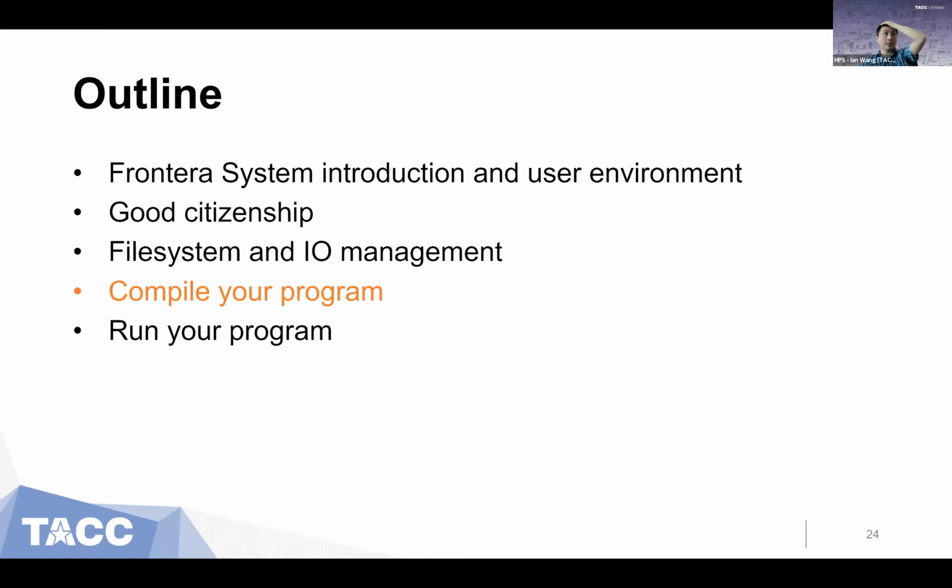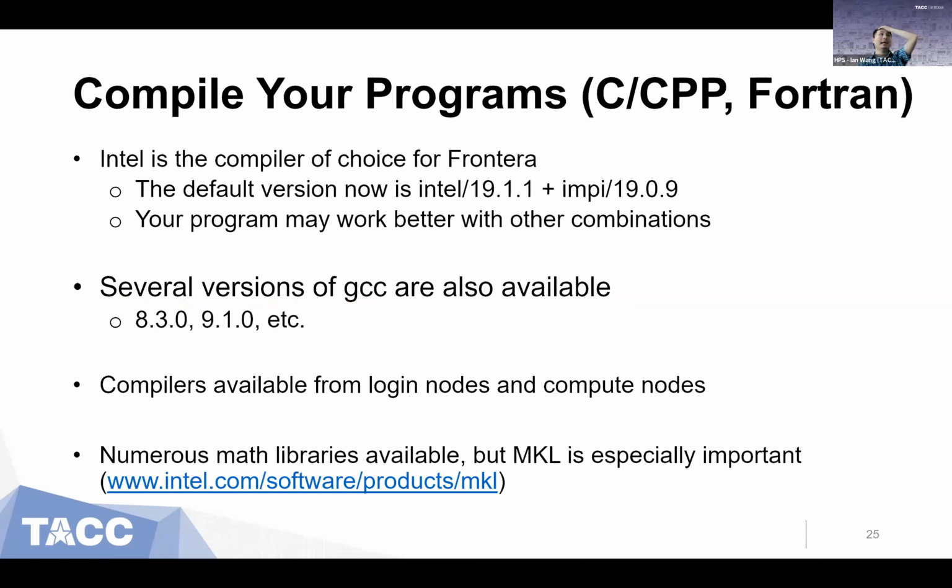Okay, well, to compile your code on Frontera, we have some compilers available. By default, when you log into the system, you already have the Intel 19.1.1 compiler loaded and available in your environment as one of the modules. But also there's the IMPI library 19.0.9, okay? But we have other versions of Intel and IMPI too. There's also the GCC module that you can load using the module load command.